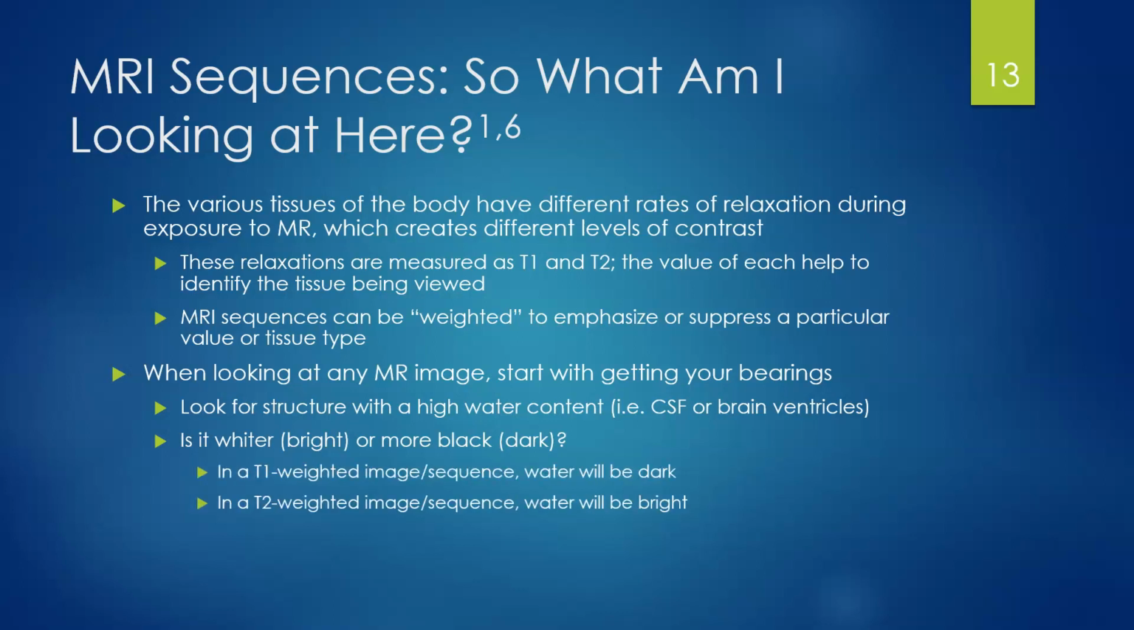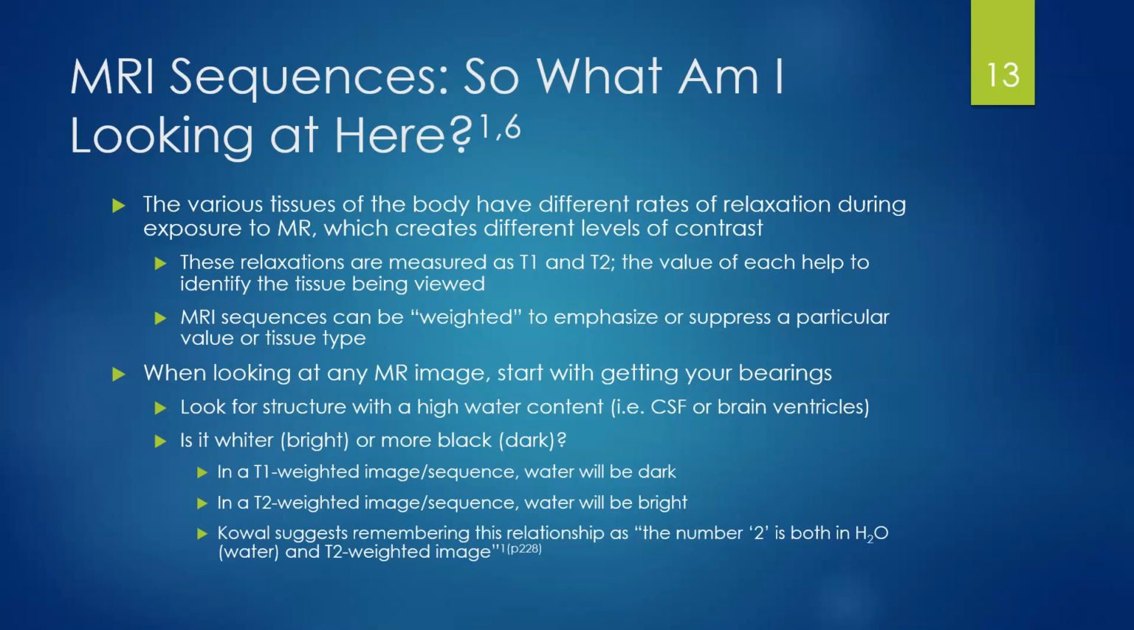Okay, and so in a T1 weighted image or sequence, water will be dark. And in a T2 image, water will be bright. One of the authors of the sources that we used, David Kowal, really suggested that we look at this as a mnemonic, and one way to remember that effectively is that the number 2 appears in both H2O and T2 weighted image. So you can always keep that in your mind: if water is bright, then it is a T2 weighted image.